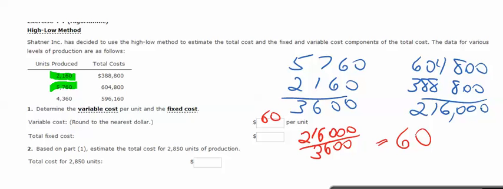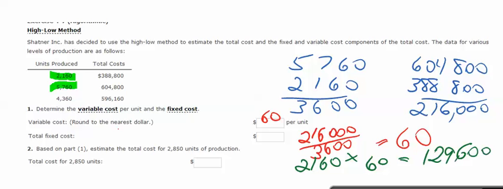My fixed cost then I can determine by calculating what is the total variable cost at either the high or the low level of production. So I can multiply that $60 times the number of units. Let's take the low, 2160 times 60. That'll give me 129,600. That's my total variable cost at that level of production. I can subtract that from the total cost, and I'll get my estimated fixed cost.